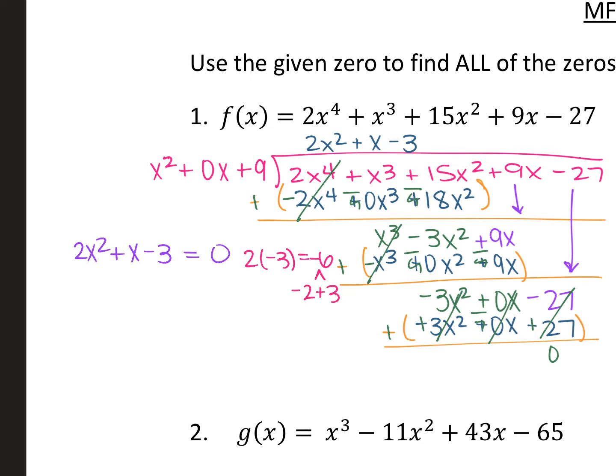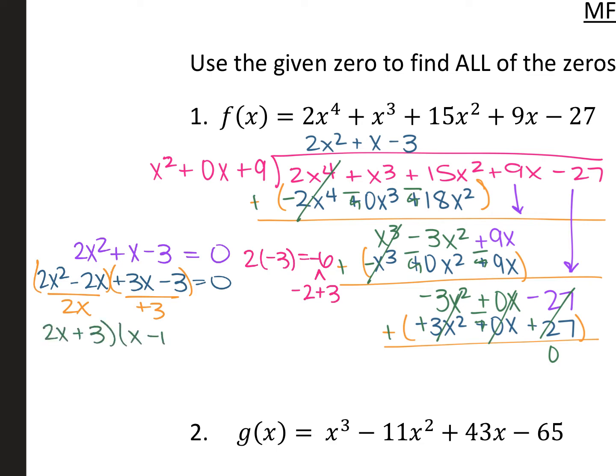So we are going to rewrite this as 2x squared minus 2x plus 3x minus 3 is equal to 0. Factor this by grouping. Factor out a 2x from the first, a positive 3 from the second. That gives you 2x plus 3 times x minus 1 is equal to 0.